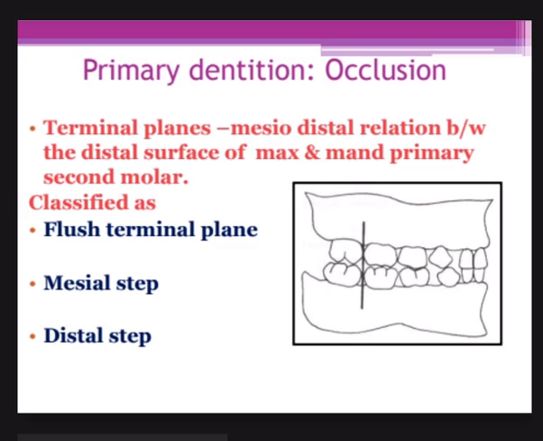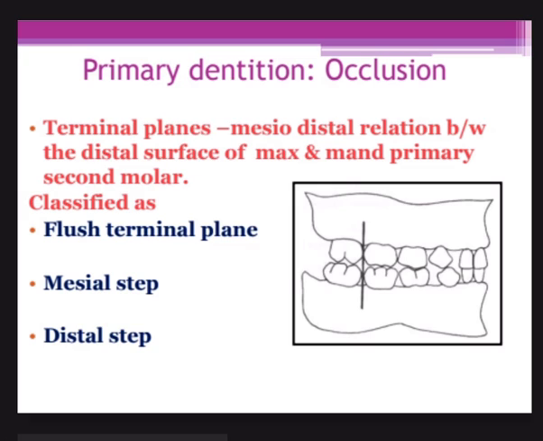It is a mesiodistal relationship between the distal surfaces of the maxillary and mandibular primary second molars. Okay, and usually the landmark which we keep in mind is the distal surface of the mandibular second primary molar. Okay, very important, always keep this in mind. It is not a cusp to fossa relationship. Okay, it is based on the distal surface of the mandibular second primary molar. And please don't bring cusp and fossa in when we discuss terminal planes.